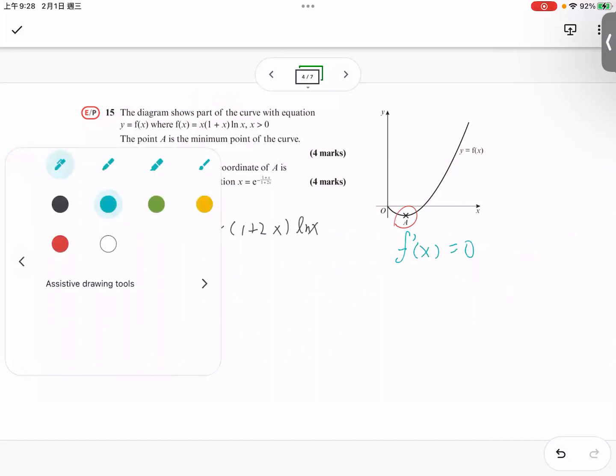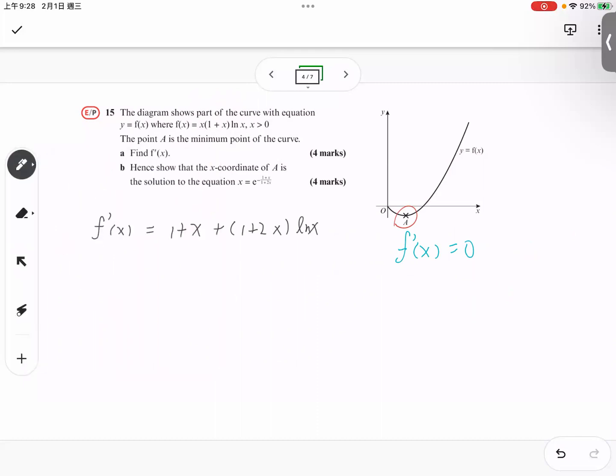So what we can do is show that 0 equals 1 plus x plus 1 plus 2x natural log x. Now you are going to find the value of x, which is equal to the exponential of something like this, for example, the equation. But how can we make it?